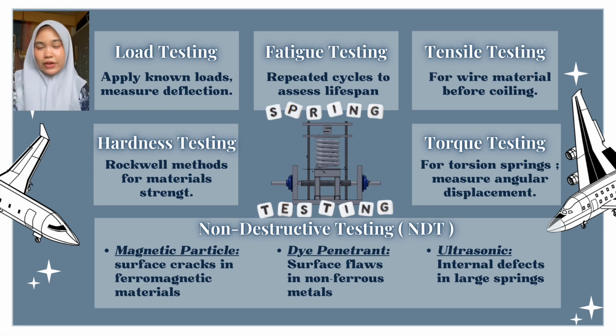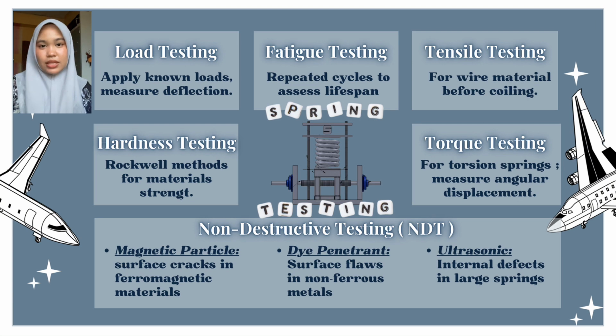The second one is fatigue testing. In fatigue testing, springs are subjected to repeated load cycles to simulate real-world conditions. This assessment helps identify the fatigue life and endurance limit of the spring, ensuring it performs reliably throughout its service life. The third one is tensile testing. Tensile testing is performed on the wire material before coiling. By measuring tensile strength, yield strength, and elongation, we verify that materials meet all mechanical requirements for spring manufacturing.